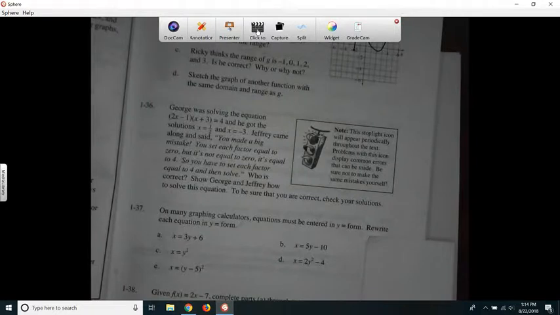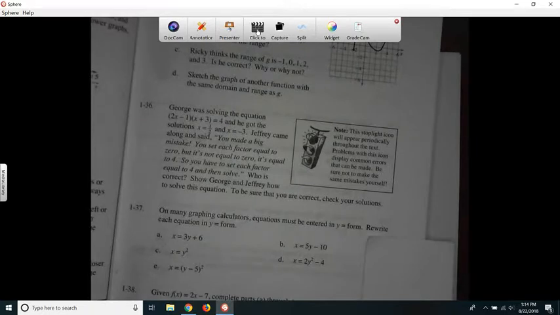And so what it says is George was solving this equation, 2x minus 1 times x plus 3 equals 4, and he got these two solutions. And Jeffrey came along and said, you made a big mistake. You said each factor equal to 0, but it's not equal to 0, it's equal to 4. So you have to set each factor equal to 4 and then solve. And that's what I think he did there. Who's correct? Show George and Jeffrey how to solve this equation.